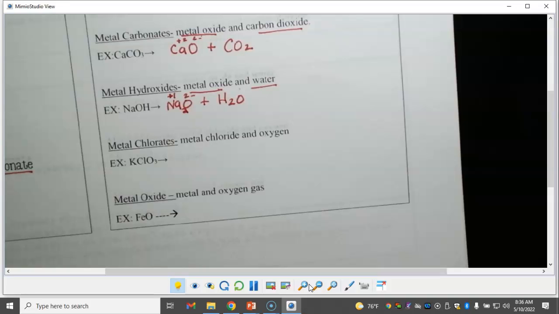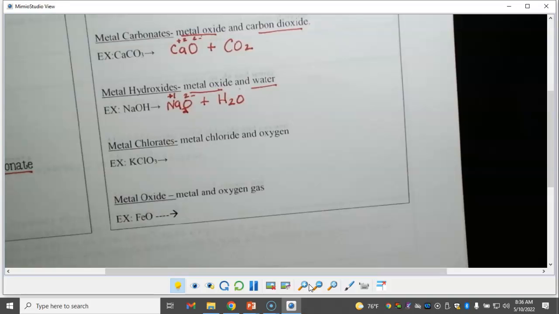I have to have a solid, a liquid, or a gas in my product for the reaction to occur. You stop there. When you find out no reaction, you don't go any further. You don't balance it. You don't do anything with it. You just stop. Okay? We're going to do one more.